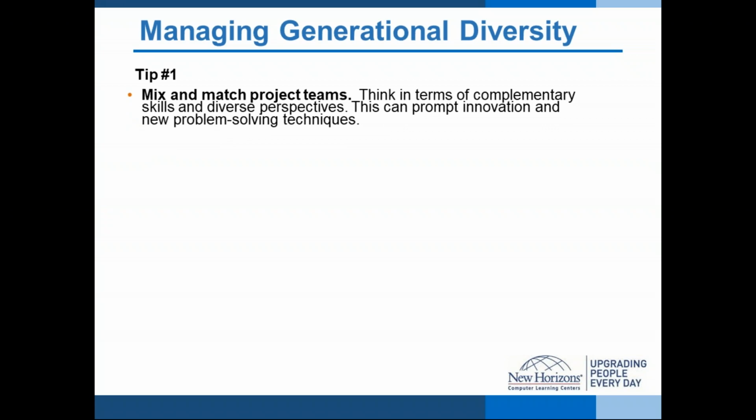So the first one is to mix and match project teams. What you want to do is think in terms of complementary skills and diverse perspectives and different age ranges, because this can prompt innovation and new problem-solving techniques. So while you may be putting together a project team based on role or function, be mindful that you have diverse representation in terms of generations. You'd be surprised at what comes out from that.